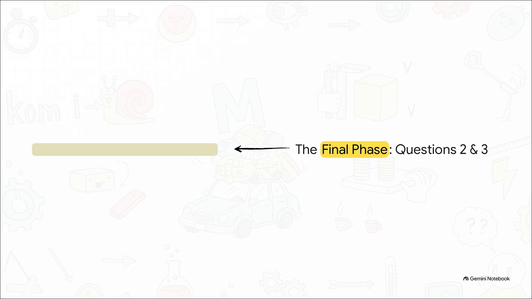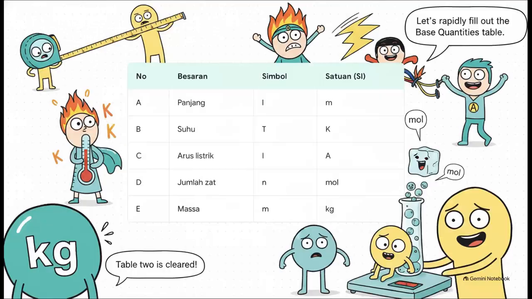Questions 2 and 3 are basically just testing if we actually memorize those cheat sheets from earlier. They want us to match the quantities to their correct mathematical symbols and units. This isn't just trivia, guys. These symbols are the universal shorthand for every physics equation on the planet. Let's speed run this base table, but pay attention because precision really matters here.